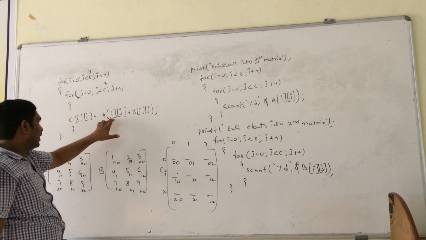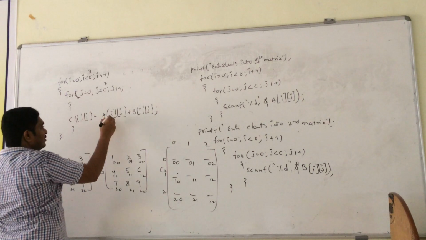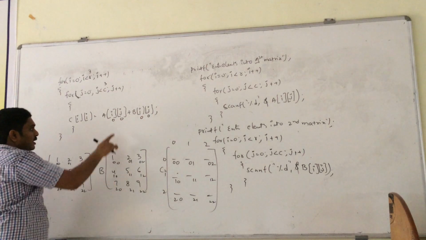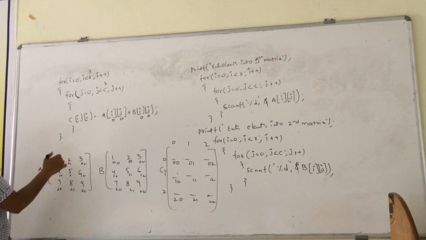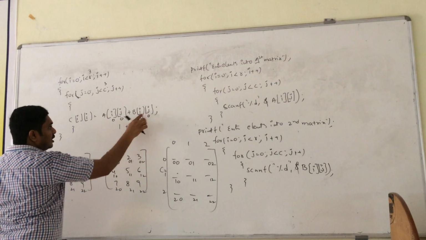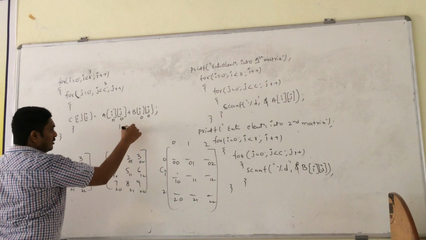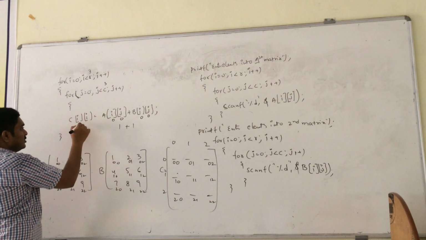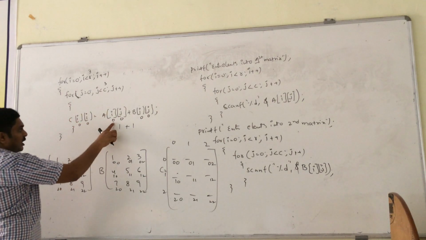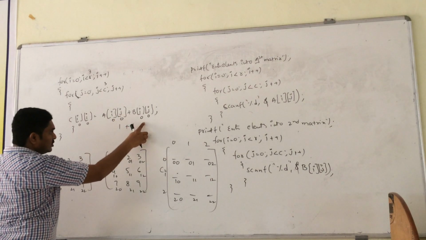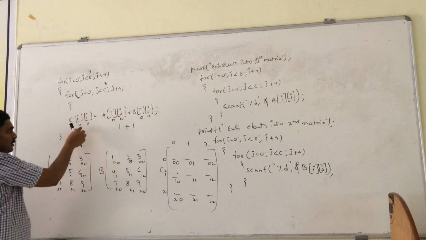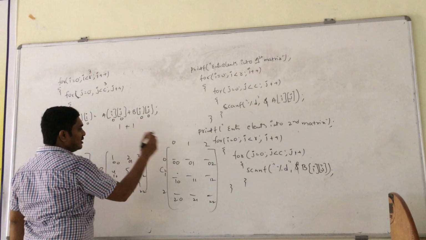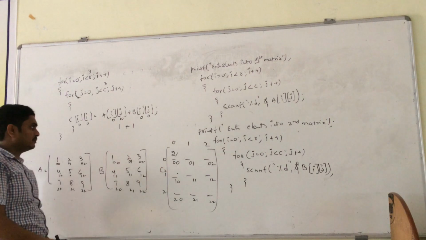For A of i,j, here i value 0 and j value 0, B of i value 0, j value 0. A of 0,0 element is 1, plus B of 0,0 element, which is 1. These two are added and stored in i equals 0, j equals 0. So A of 0,0 element and B of 0,0 element, these two are added and stored into the C of 0,0 element. Hence 1 plus 1 is 2 and it is stored in the C of 0,0 position.